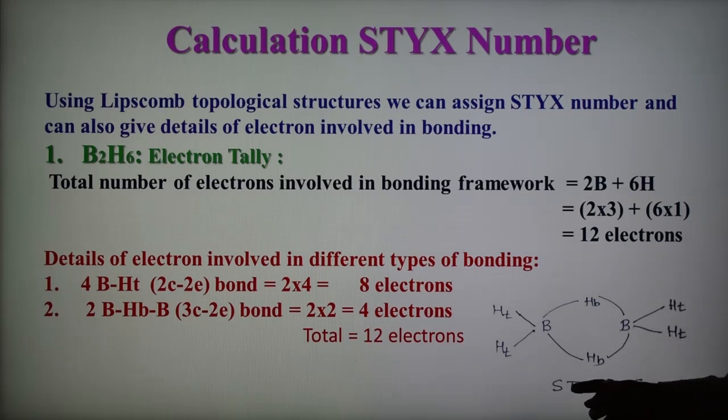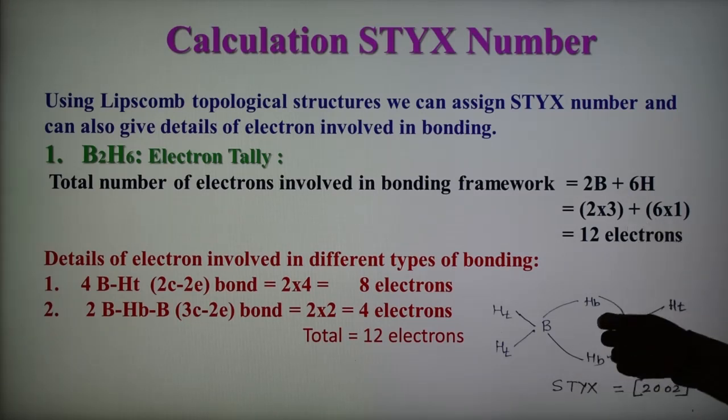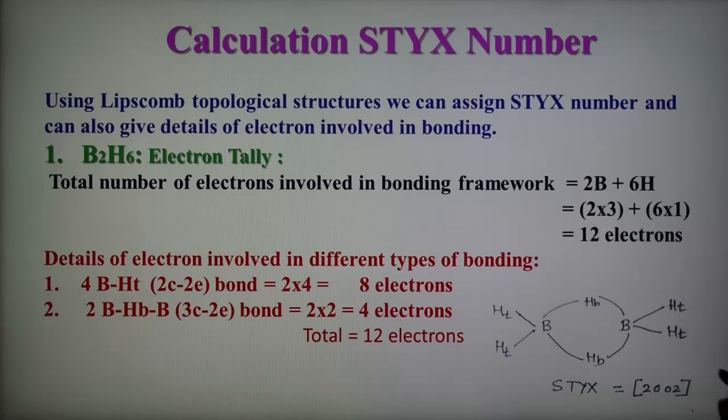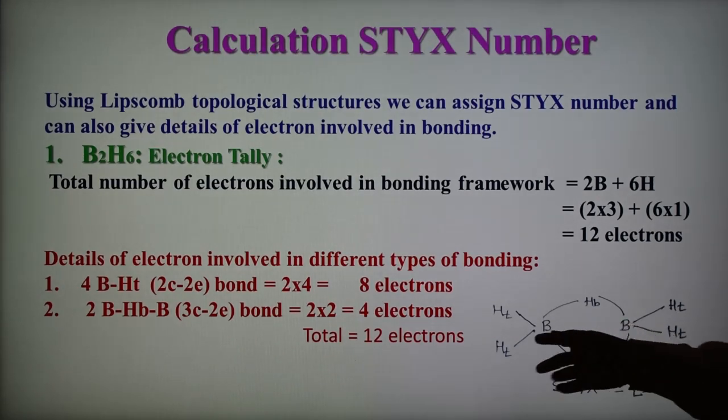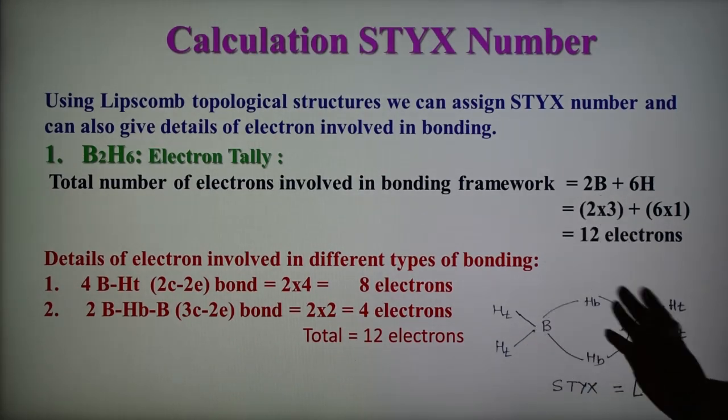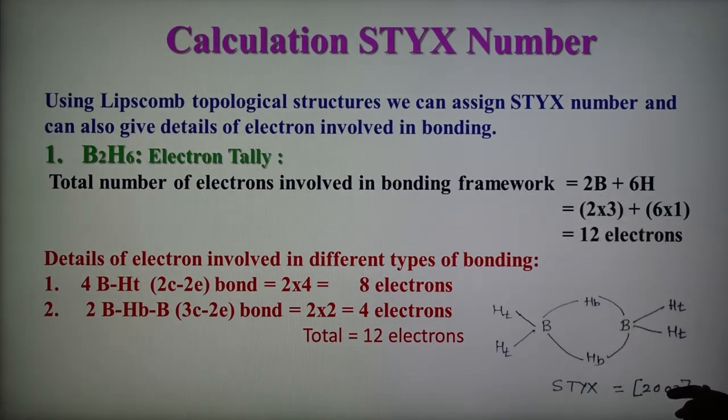Now what is T? T is again a 3 center 2 electron bond, but where 3 borons are joined together. Here there are no such 3 borons, therefore the value is 0. Y value is also 0 because Y is a boron-boron bond, and here there is no boron-boron bond. Two borons are there, but no boron-boron bonds, therefore again 0. X is the number of BH2 groups: this is 1, this is second, so 2. So the styx number for diborane is 2002.